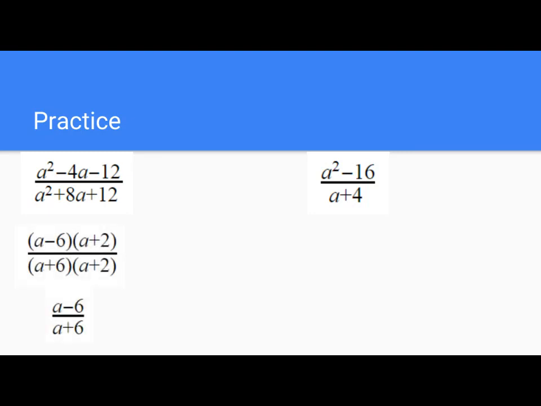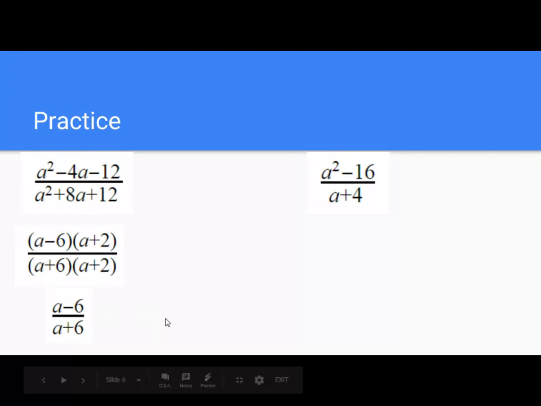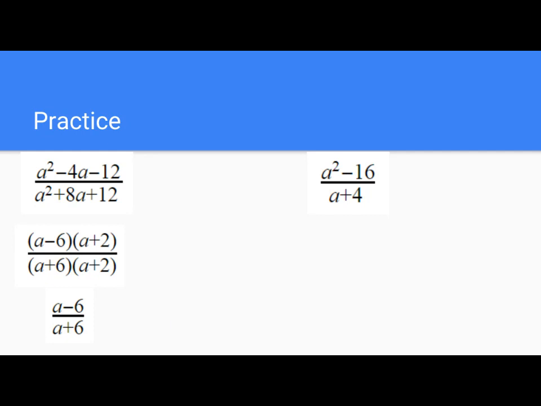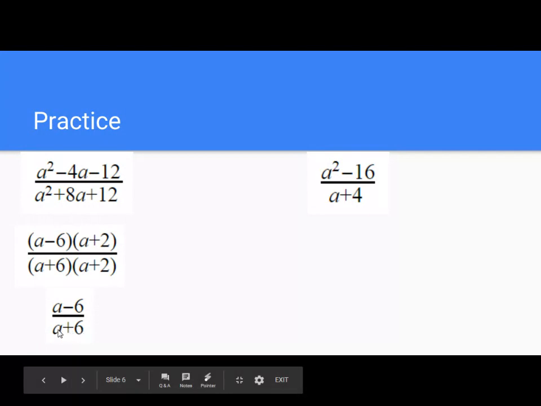If you factor the numerator and the denominator of this first expression, you'd have a minus 6 and a plus 2, and you'd have a plus 6 and a plus 2 for the denominator. What we can do then is say, okay, what can we cancel? How can we simplify this? Well, both the numerator and the denominator have a factor of a plus 2, so those divide to 1, and we're left with a minus 6 and a plus 6. And that would work.